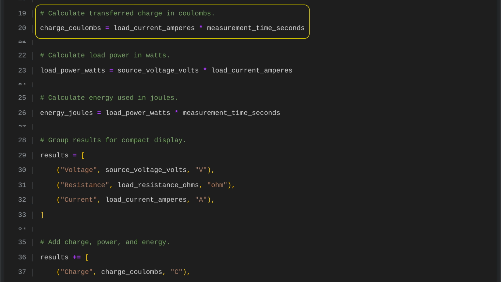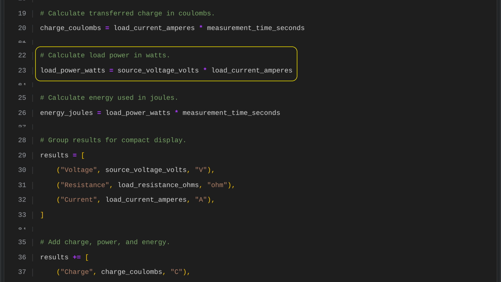Transferred charge in coulombs is found by multiplying the load current in amperes by the measurement time in seconds. This uses the basic relationship that charge equals current over time, showing how much electrical charge moves through the circuit during that period. Load power in watts is found by multiplying the source voltage by the load current. This uses the basic electrical power relationship and shows how much power the load consumes in the circuit.